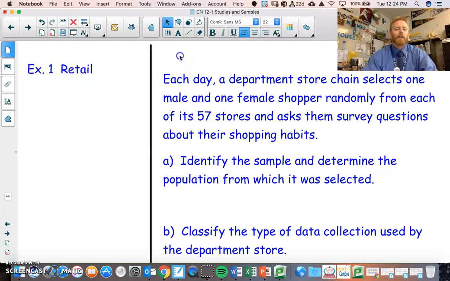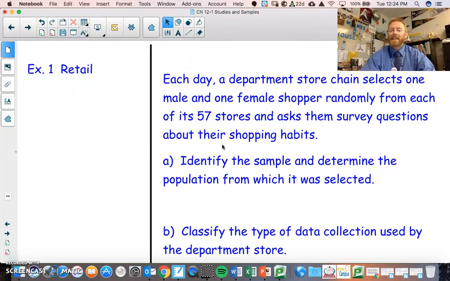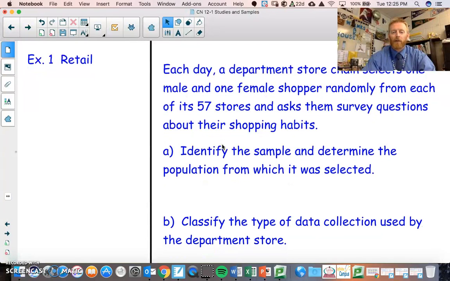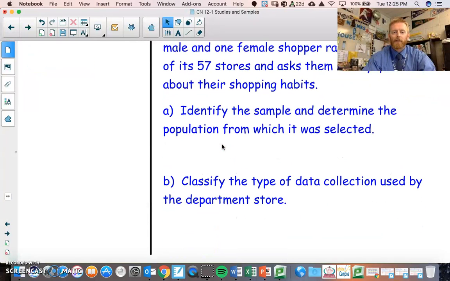All right, so here's example number one. It says each day a department store chain selects one male and one female shopper randomly from each of its 57 stores and asks them survey questions about their shopping habits. Our job is to identify the sample and determine the population from which it was selected.